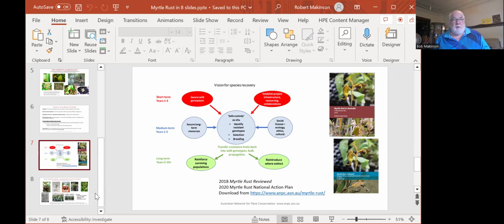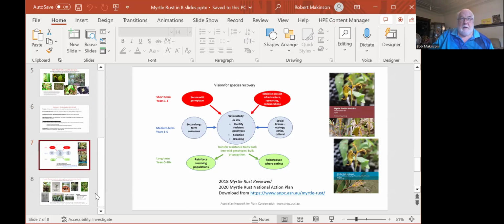And while all that's going on, we have to secure the long-term resources and get a social consensus around this recovery strategy before we can begin the process of reinforcing surviving wild populations or reintroducing in the case of species that have gone extinct in the wild in the meantime.